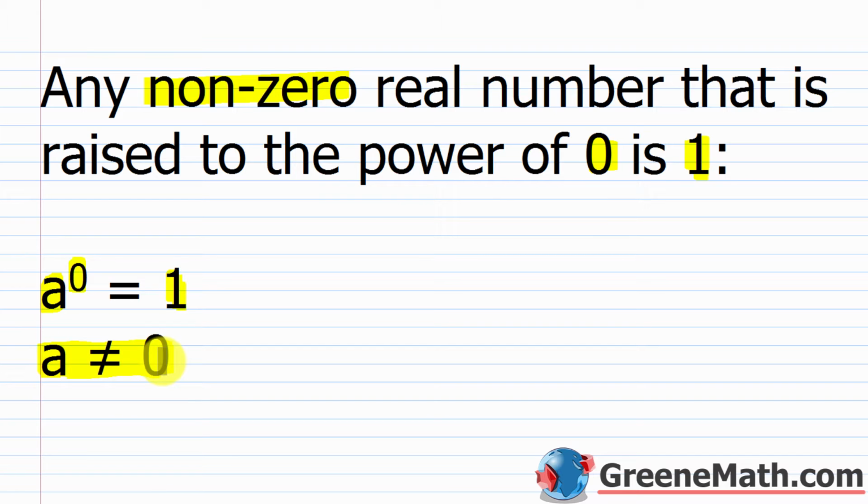So any number you can pick, doesn't matter what it is. Let's say I have 1032. If I raise it to the power of 0, it is equal to 1. Because essentially what a to the power of 0 is, it's a over a. It's the same number divided by itself, and we know that any non-zero number divided by itself is 1.